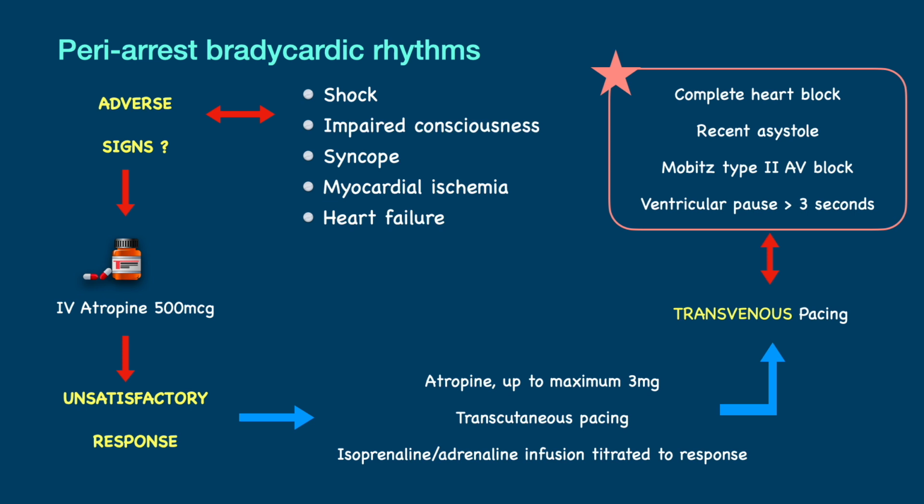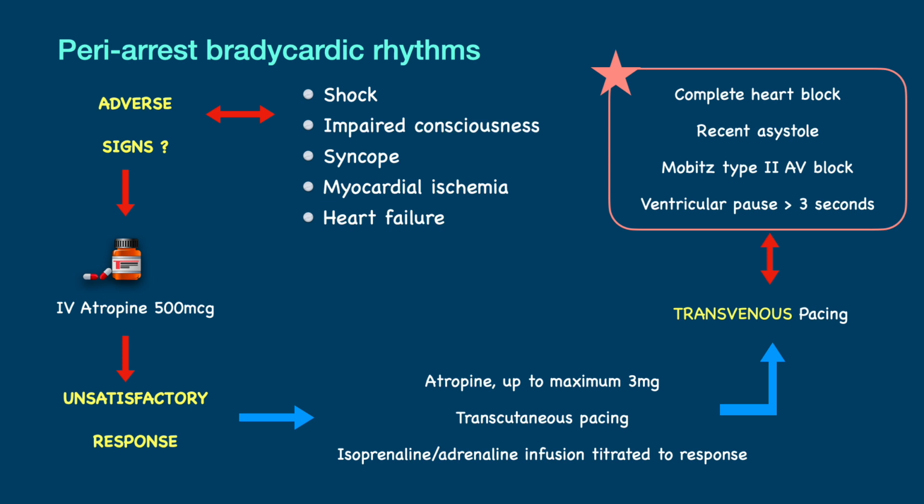If there is an unsatisfactory response, the following interventions may be used: transcutaneous pacing, or isoprenaline or adrenaline infusion titrated to response. Specialist help should be sought for consideration of transvenous pacing if there is no response to the above measures. You want to consider the potential risk of asystole. So the following are risk factors for asystole.